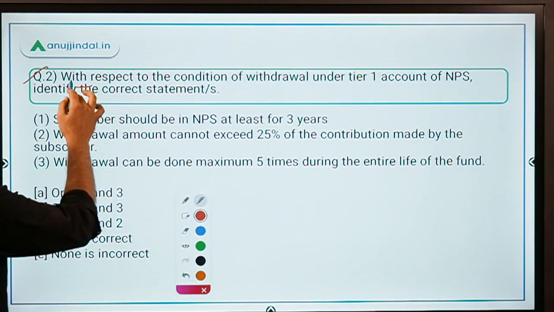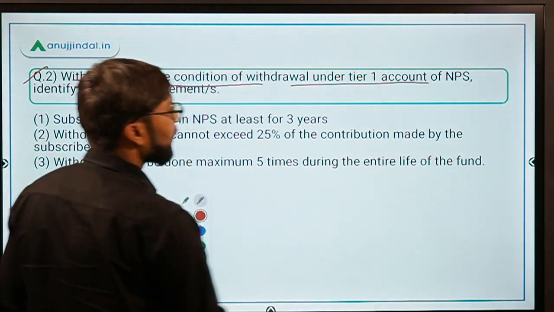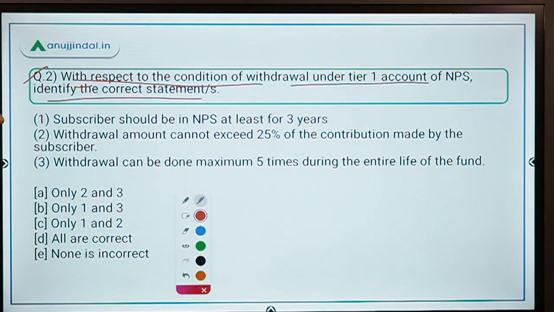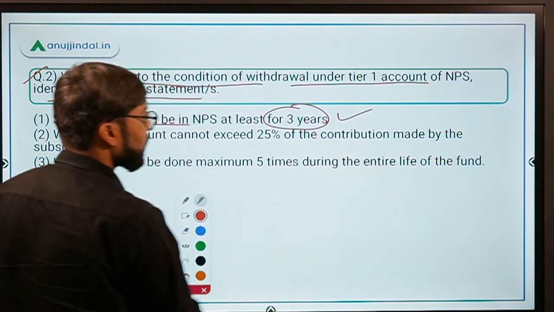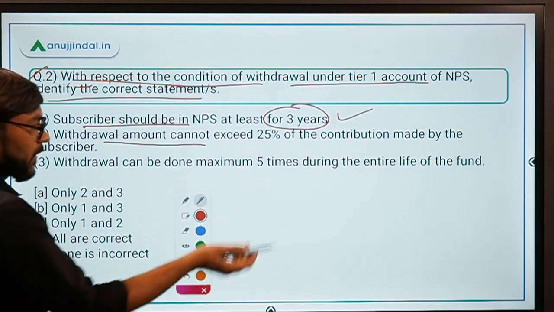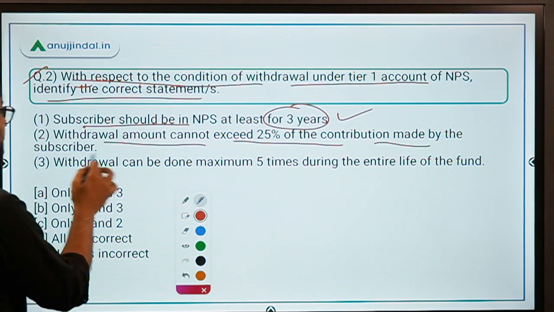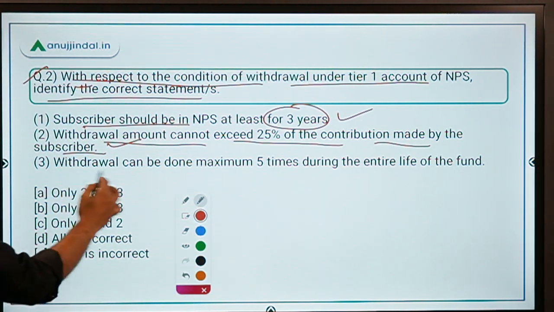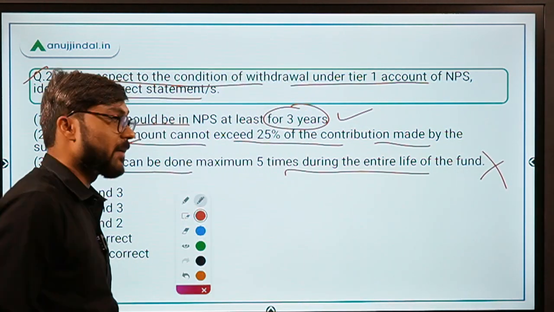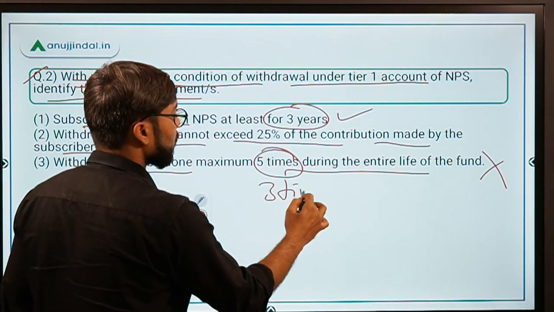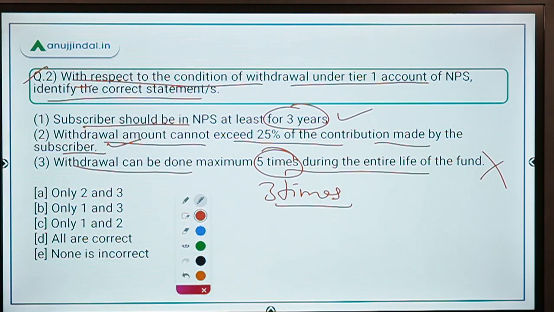Question number 2. With respect to the condition of withdrawal under tier 1 account of NPS, identify the correct statement. So we have discussed the conditions of withdrawal. So subscriber should be in NPS for at least 3 years. Yes, this is absolutely correct. And withdrawal amount cannot exceed 25% of the contribution made by the subscriber. This is also correct. And withdrawal can be done maximum 5 times during the entire life of the fund. Is it 5 times? No guys, it is 3 times. So the statement number 3 is incorrect, which means option C, only 1 and 2, will be the correct answer.